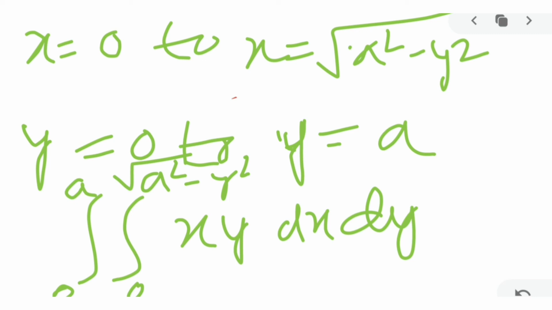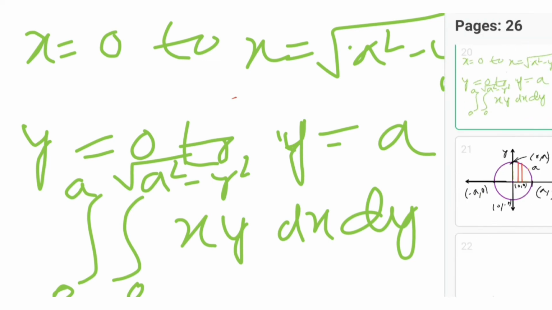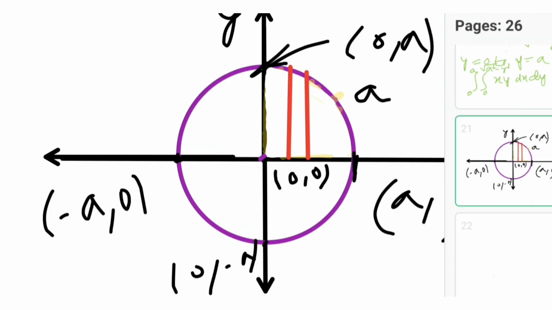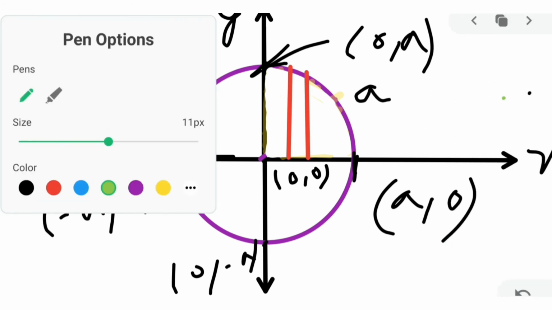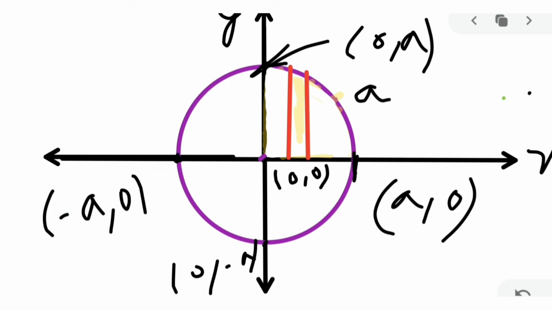Now we will move on to the vertical strip here. This is the vertical strip. So for this, similarly, we need to find out the upper and lower limit for the strip.